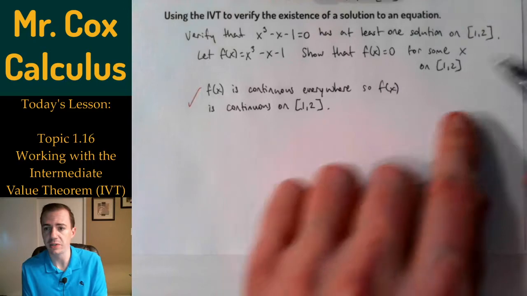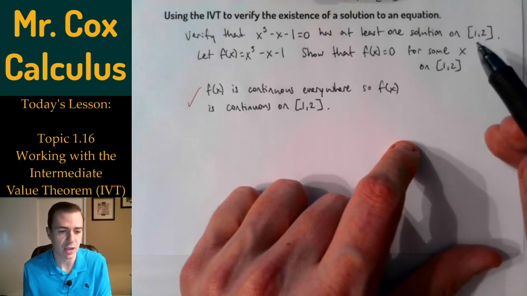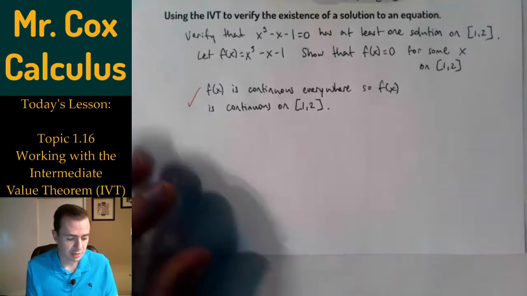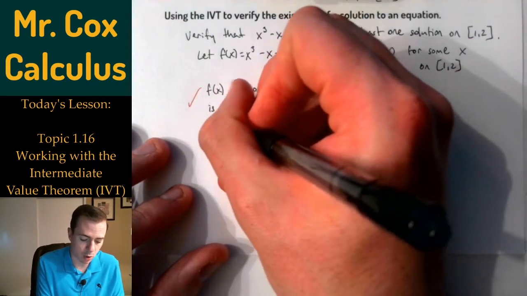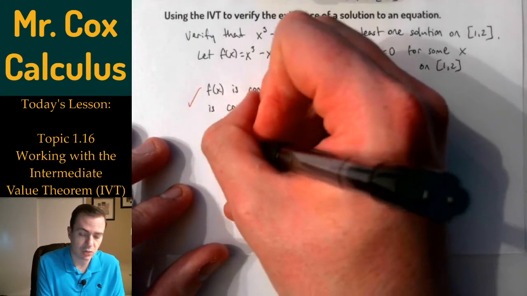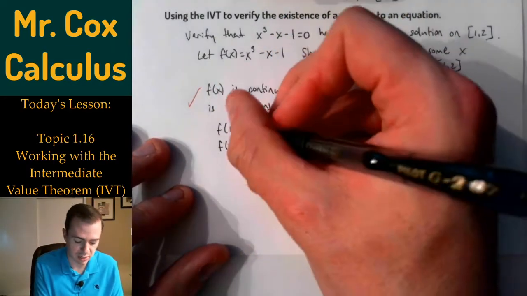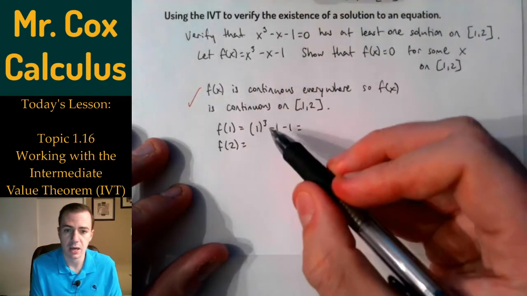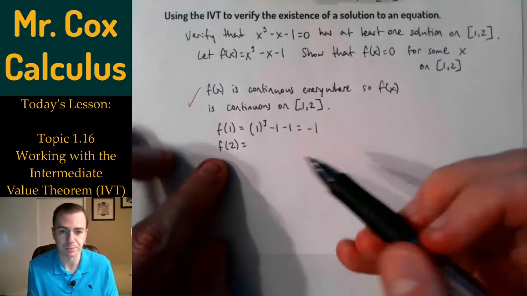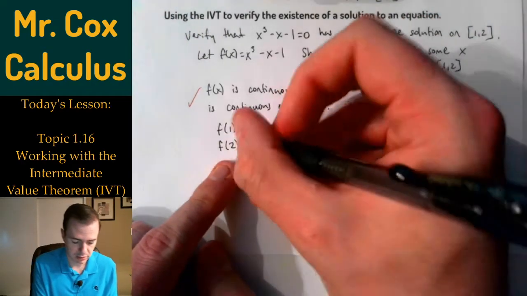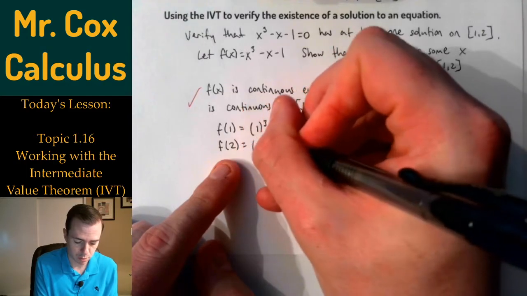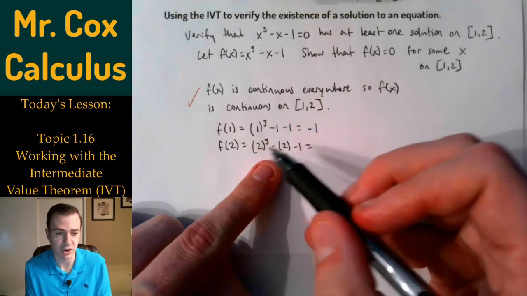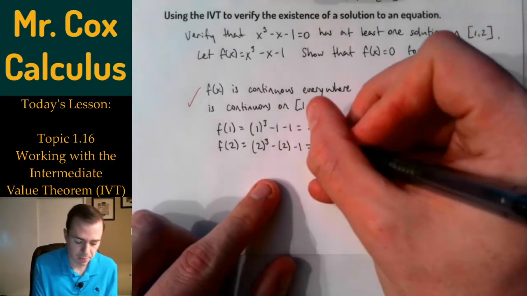Now I want to look at the endpoints. If you remember the vocabulary we were using with a and b, that would be 1 and 2 respectively. So I want to know what is f of 1 and what is f of 2. And so it's just a matter of substituting it in here. f of 1 is 1 cubed minus 1 minus 1, and that comes out to be the value -1. f of 2 is equal to 2 cubed minus 2 minus 1, which is 8 minus 2, which is 6, minus 1, which is 5.